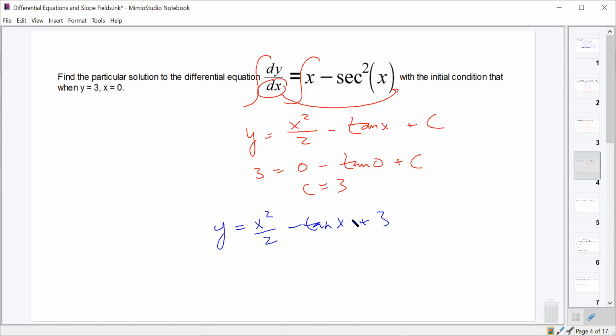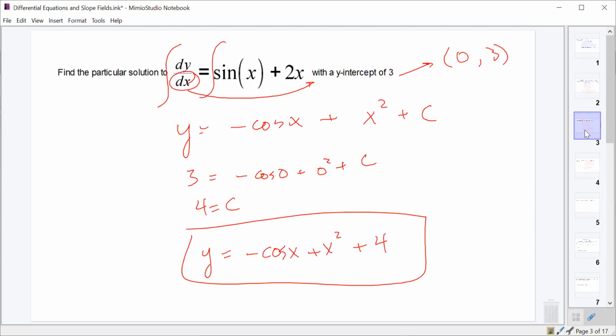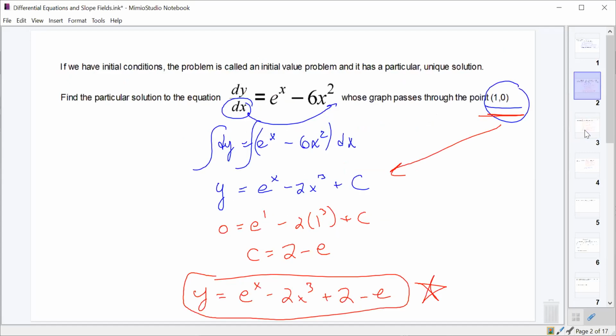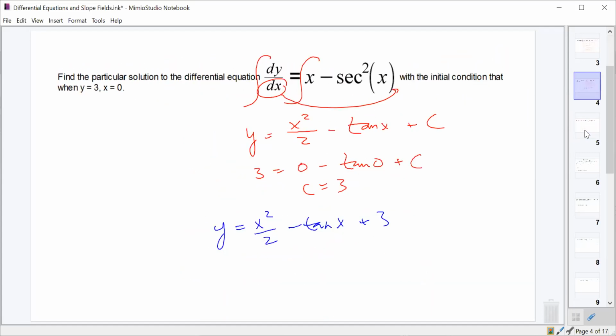Well, you shouldn't. And there's a reason why. What's different about this function from the last two that we looked at? The negative cosine x plus x squared plus 4 and the e to the x minus 2x cubed plus 2 minus e, the last two initial condition ones. What is different about this function? Discontinuity. Yeah, it's got discontinuity, right?